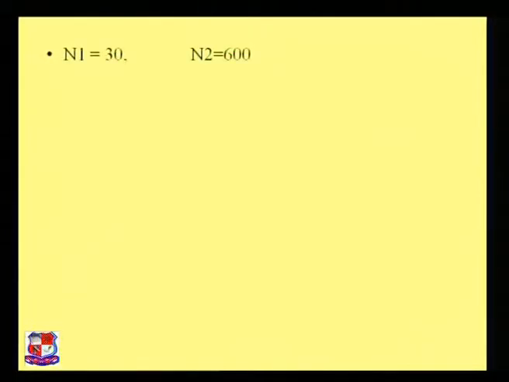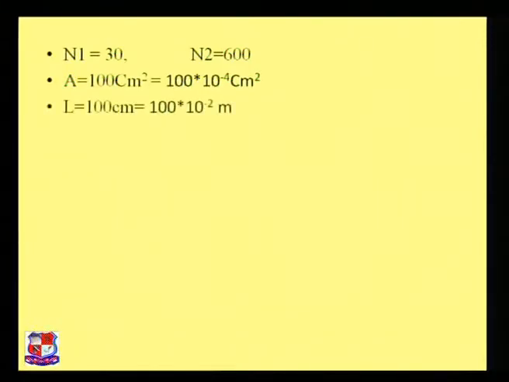Here number of turns, N1 are the number of turns of primary side, which is 30, N2 are the number of turns at the secondary side, which is 600. The area is given as 100 centimeter square. So we can have the area as 100 into 10 raised to minus 4 meter square. The length is given as 100 centimeter. So we can have a length 100 into 10 raised to minus 2 meter.